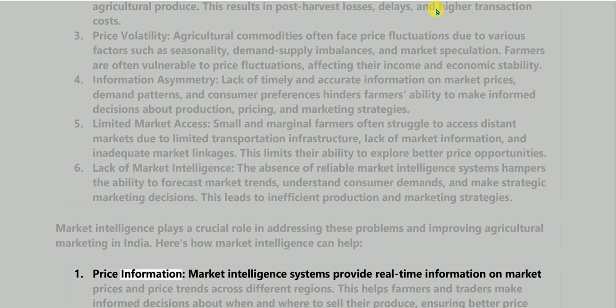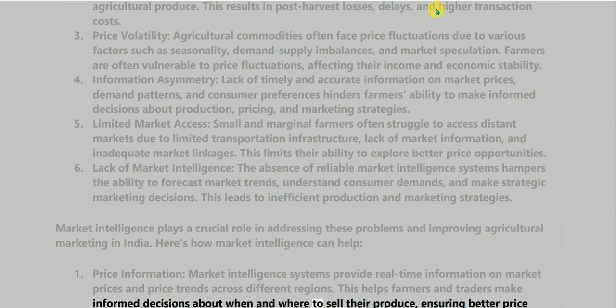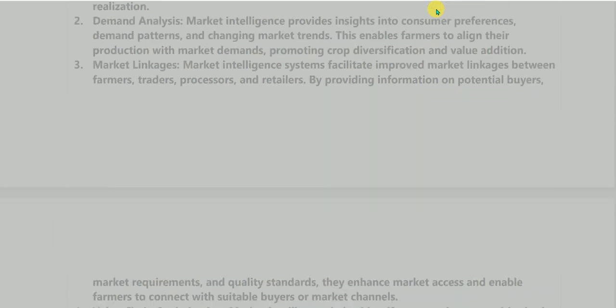1. Price information. Market intelligence systems provide real-time information on market prices and price trends across different regions. This helps farmers and traders make informed decisions about when and where to sell their produce, ensuring better price realization. 2. Demand analysis. Market intelligence provides insights into consumer preferences, demand patterns, and changing market trends. This enables farmers to align their production with market demands, promoting crop diversification and value addition.